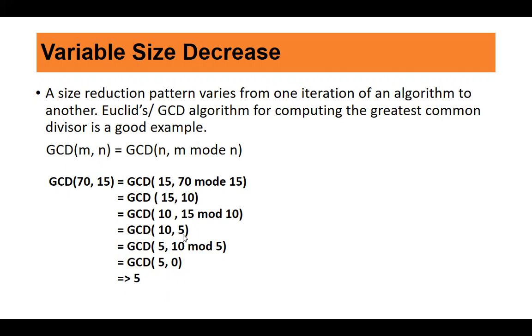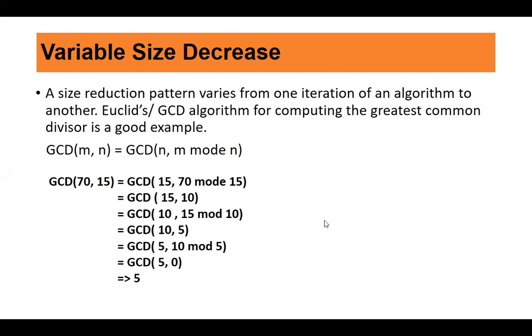So in variable size decrease, the size is not fixed here. In the first iteration the size is decreased drastically, and in the next it is decreased a little bit lesser. Now again, in the next iteration, now this is 10, 20 mod 10, what you get is 0, right? So the algorithm returns 10 as the solution. But remember, this particular version is applicable only to number theoretical problems. You cannot apply this to all the problems, right? It cannot be applied to all the problems.